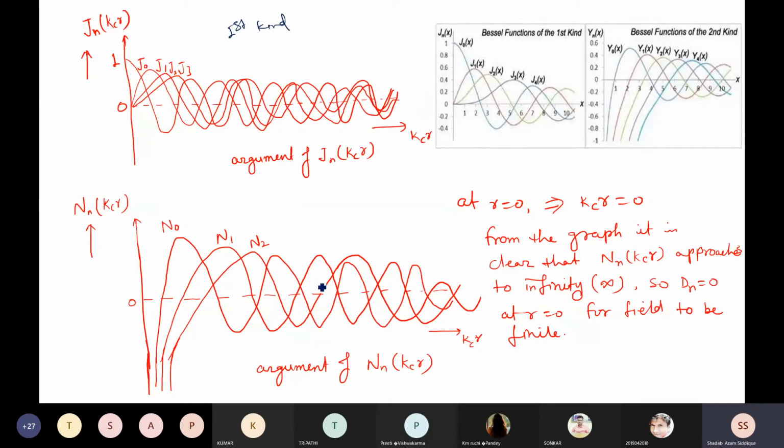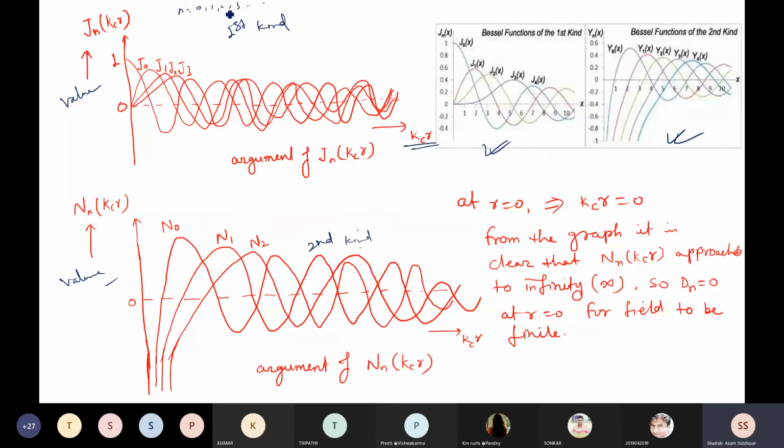Okay, and this is the Bessel function of the second kind. This is the graph which is shown here. You can also see the value of Jn(kc r) shown here, the argument kc r is shown on this axis, and Nn(kc r) is represented in this one.